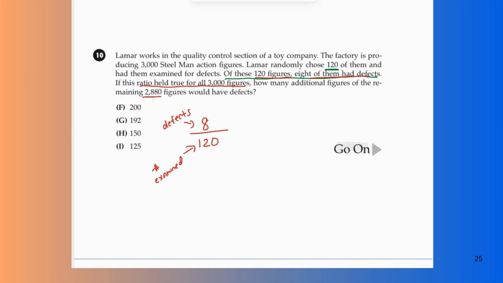Okay? And now it says, if this ratio held true for all 3,000 figures, how many additional figures of the remaining 2,880 would have defects? It's saying the ratio held true, meaning that I'm going to create an equivalent ratio to this. And now we're looking at the remaining 2,880 figures. So that's how many more we're examining. So that should go in the same place as the other examined figures, which is the denominator. So that's going to go down here. And it's saying how many of them would have defects. How many means we don't know, so we use a variable, x. There's x number of figures that have defects out of the remaining 2,880.